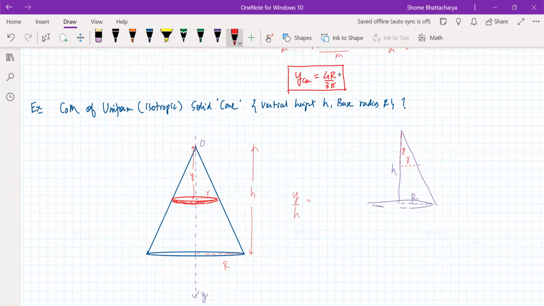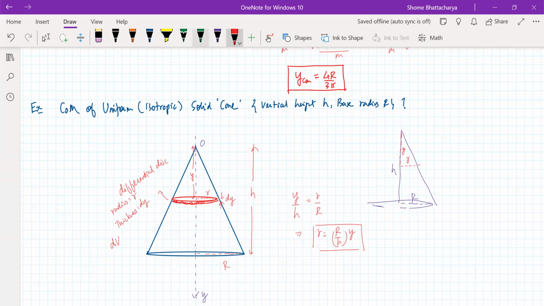So y by h should be equal to small r by capital R. So small r is R by h times y. We'll use this later. Now this is our differential disk. Its thickness will be dy. So it has a radius of small r and a thickness of dy. So what about its volume?